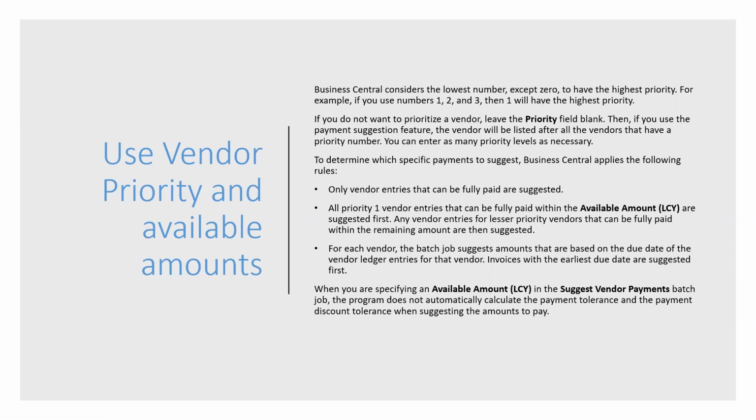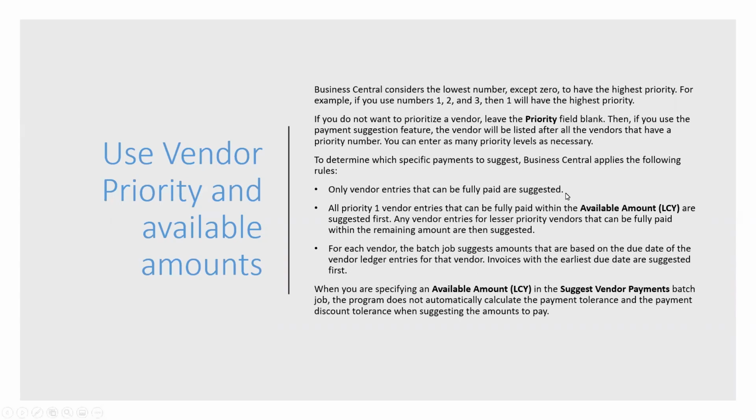That's as simple as that. Now, if you don't want to prioritize a vendor, leave the priority field blank. Then if you use the payment suggestion filter, the vendor will be listed after all the vendors that have a priority number. You can enter as many priority levels as necessary. Simple. Very simple, all right? Select the priority for your most important vendors.